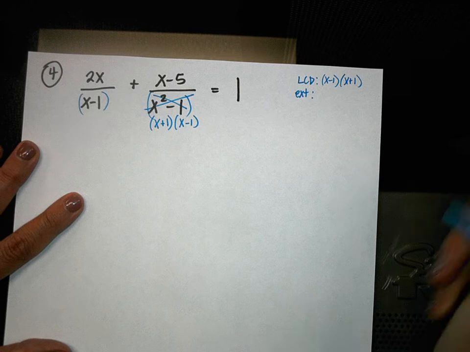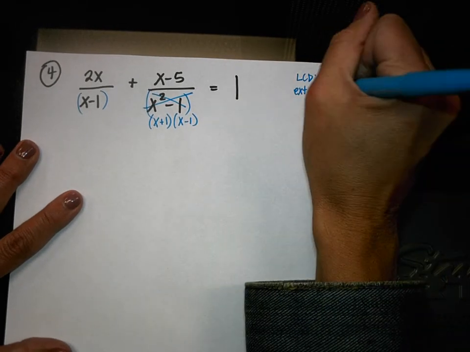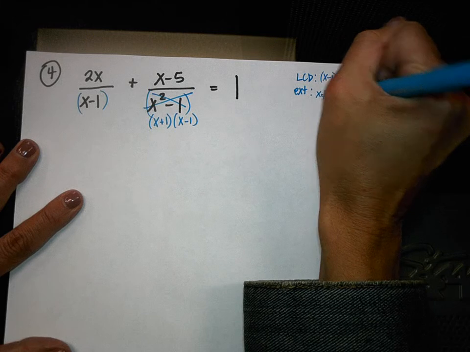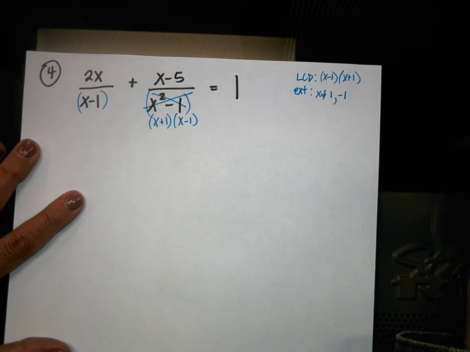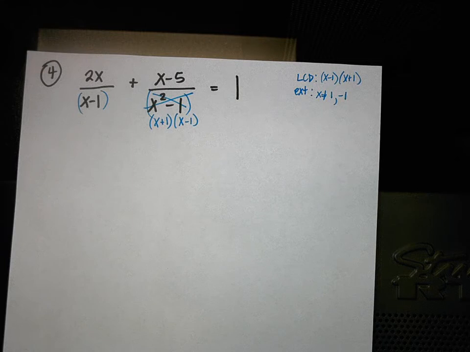What will be my extraneous solutions based on that being my LCD? Very good. X cannot equal positive 1 or negative 1. What's next? What do I do? So x plus 1, x minus 1, and the two fractions. We're going to do x plus 1 and x minus 1 next to every term.